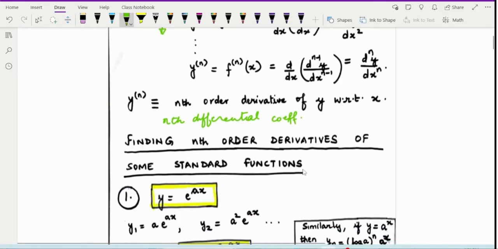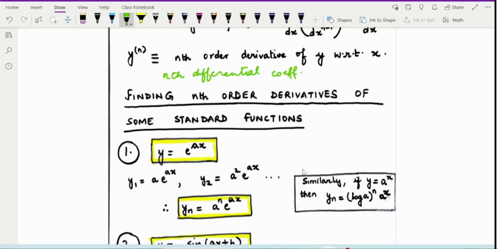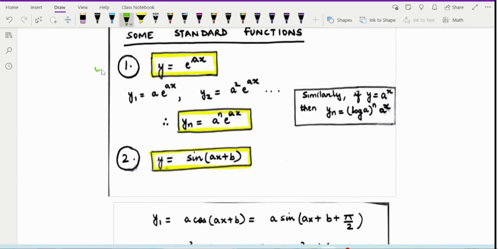So let's quickly look at the nth order derivatives of some standard functions. Let's begin with the simplest possible first. Suppose y is an exponential function e to the power ax, where a is a constant. So suppose a is a given constant and we are talking about y, which is e to power ax, then we know that the first order derivative is going to be a e to power ax. y2 is going to be a square e to power ax. So if you keep on differentiating this y successively up to the nth stage, then the nth order derivative would be given by a to the power n e to power ax.